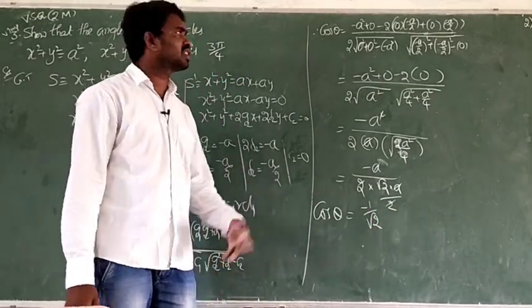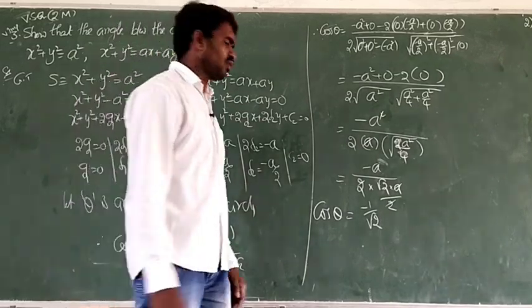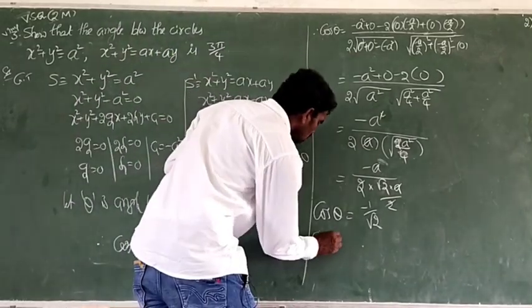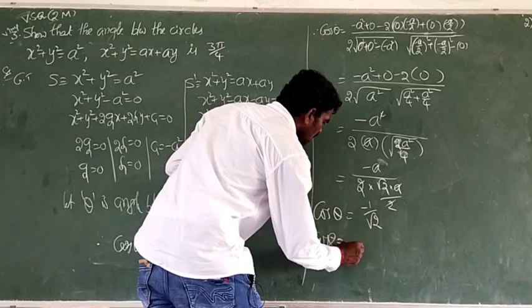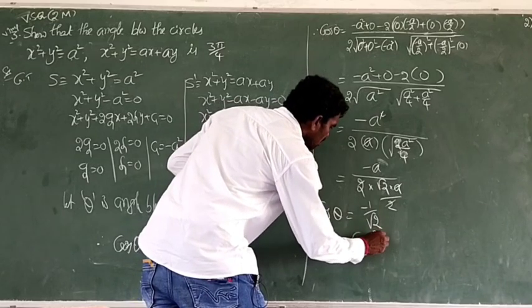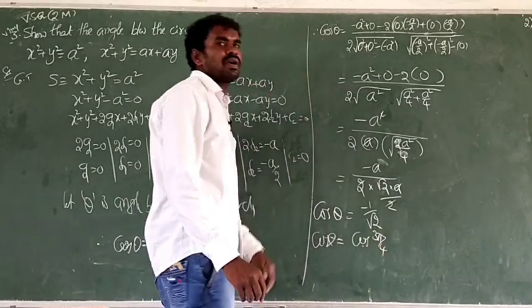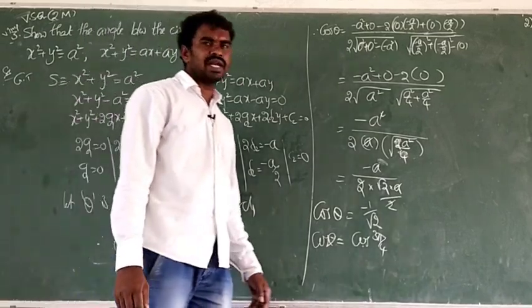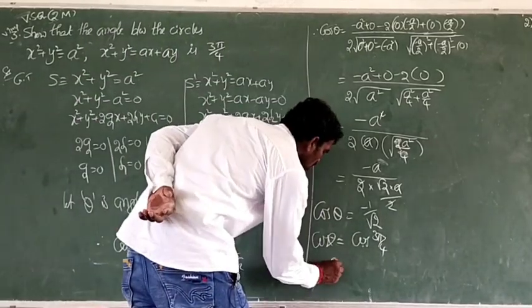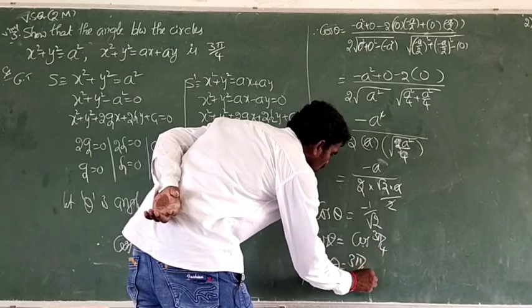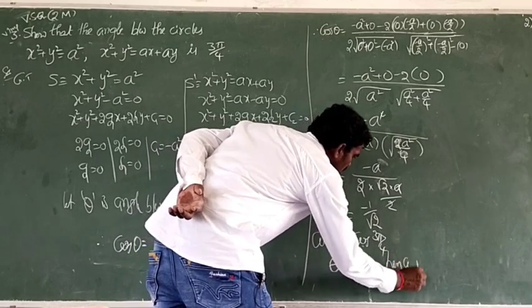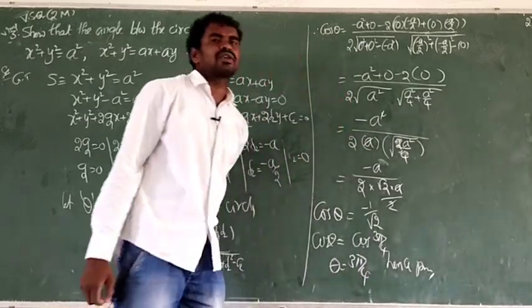Sorry, 135. 135 means what? 3 pi by 4. So minus 1 by root 2 means cos 3 pi by 4, in first year trigonometry we have done many problems. So therefore, theta equal 3 pi by 4, hence proved. So this is a 2 marks important question.